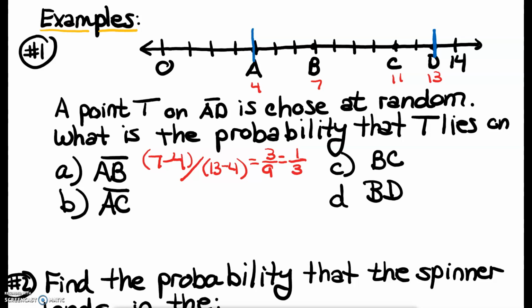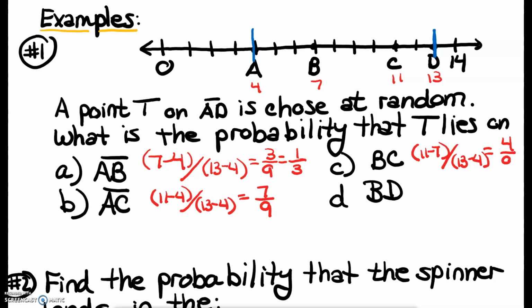Let me rewrite that. All right, so how about AC? Well, we have to find the length of AC. AC is going to be 11 minus 4, and we're going to divide that by the total length of AD from A to D, so that's 13 minus 4. So we get 7 over 9. How about BC? The probability that that point lies on BC. Well, we have to find the length of BC, which is 11 minus 7 over the total length, which is 13 minus 4. So we get 4 over 9.